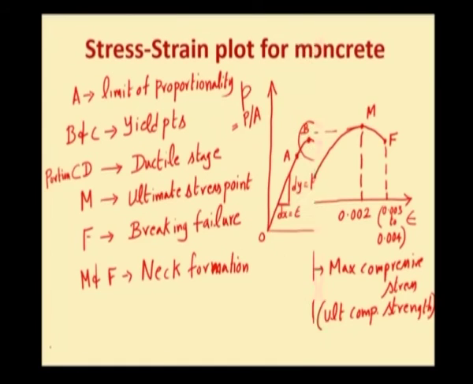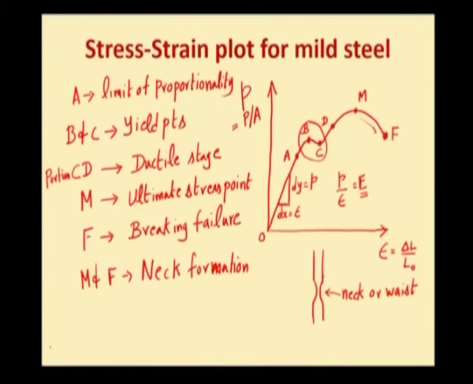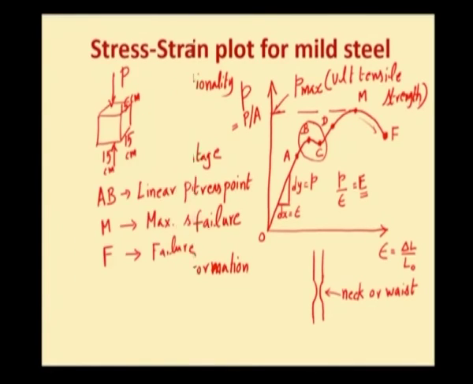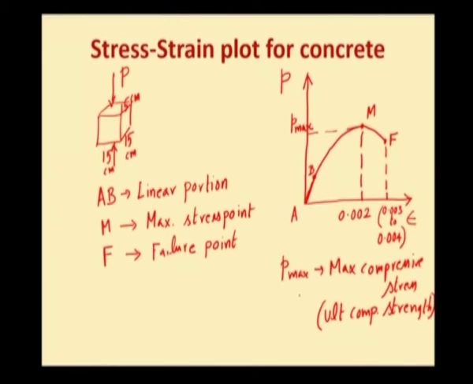Likewise, for the steel rod also, the stress corresponding to the point M will be the maximum tensile stress, which will be the ultimate tensile strength of the steel rod. So, P max here for the concrete cube is the maximum compressive stress or ultimate compressive strength of the concrete.